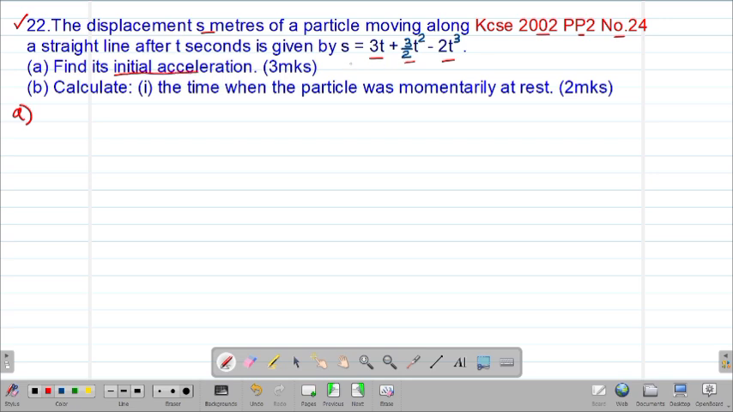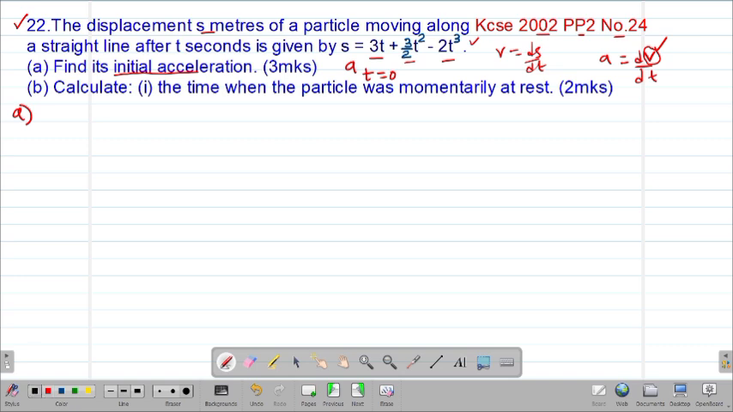Remember, initial acceleration will be the acceleration of the particle when t is equal to 0. So initial conditions at the time will always be equal to 0. Of course, the formula connecting acceleration is that acceleration is equal to dv over dt. So clearly, we shall need velocity in order to get the acceleration. And the formula connecting the given equation of s and the velocity is that velocity is equal to ds over dt. Therefore, we start by getting the velocity of this particular particle.